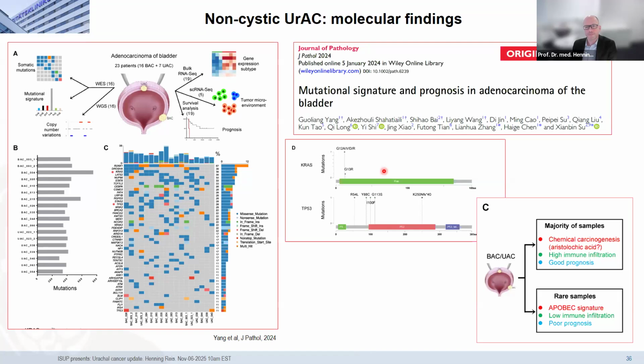And importantly, they found a signature that indicates chemical carcinogenesis. And there are signatures of smoking, some drugs, but also of aristolochic acid, and some cases displayed high immune infiltration, and these cases usually had a better prognosis. Then other cases displayed an APOBEC signature with low immune infiltration and poor prognosis.